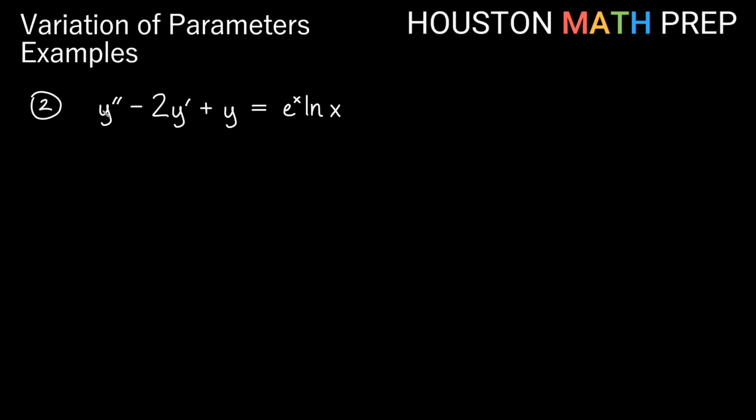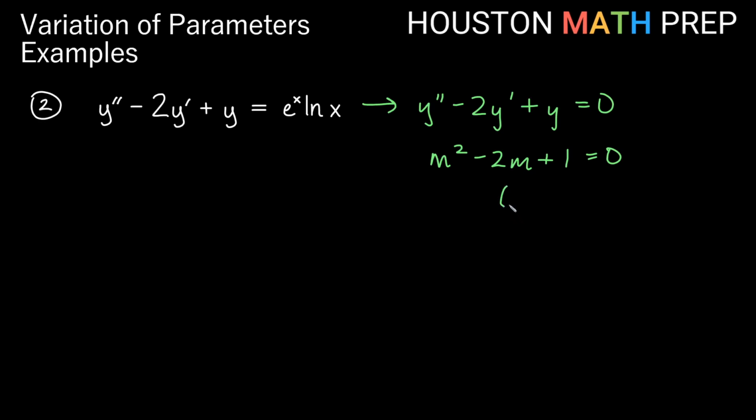Looking at our next example, y double prime minus 2y prime plus y is equal to e to the x times ln x. We'll first solve our associated homogeneous equation, y double prime minus 2y prime plus y is equal to 0. If we look at the characteristic polynomial for this left side, we'll get m squared minus 2m plus 1 is equal to 0. This actually factors into the same thing twice.